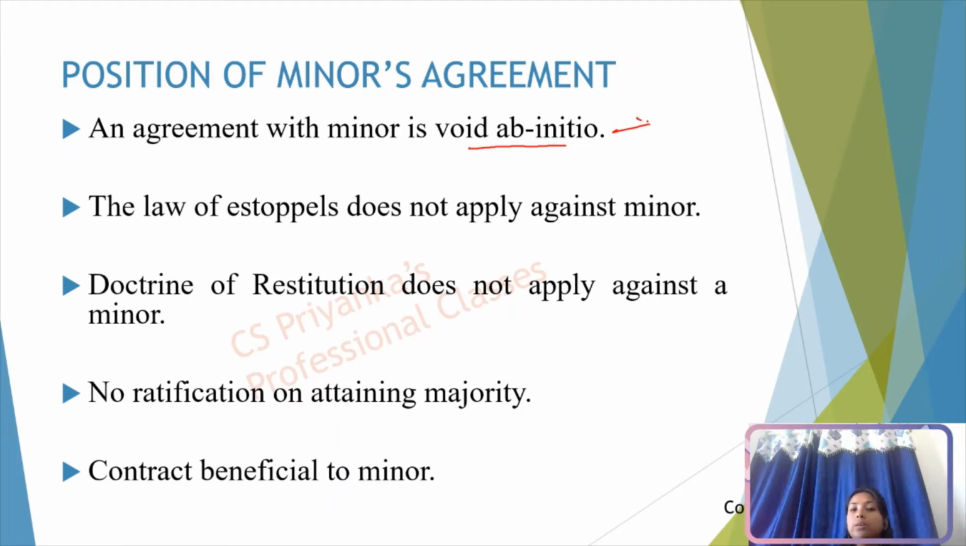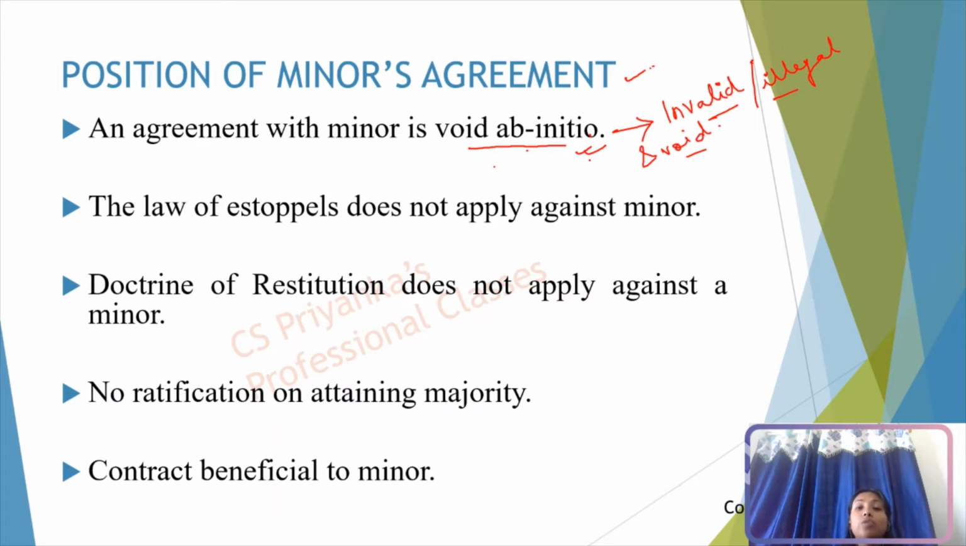What do you mean by the term void ab initio? Void ab initio means invalid, illegal, and void from every aspect or from the eyes of law. Got it? It is completely invalid. So if you enter into any contract or agreement with a minor, we call it void ab initio. You cannot rectify it, it is not voidable, and it is simply invalid in nature. That's why the minor's position is like that.